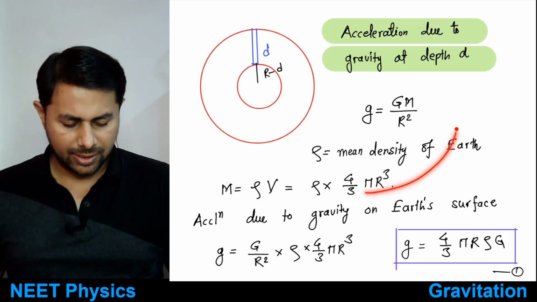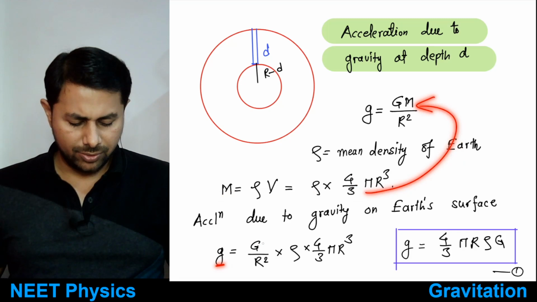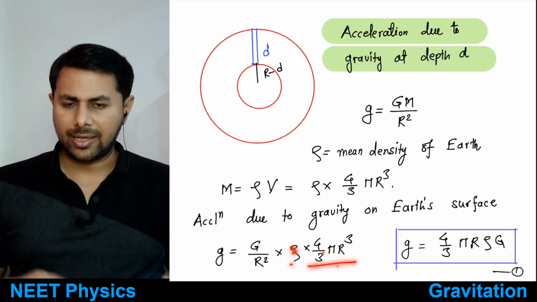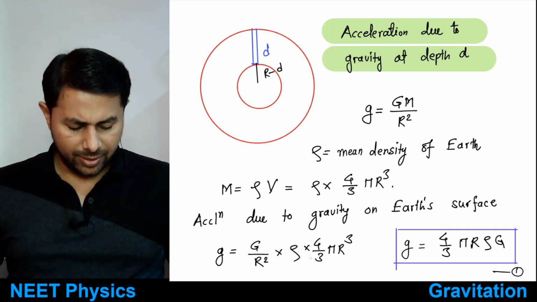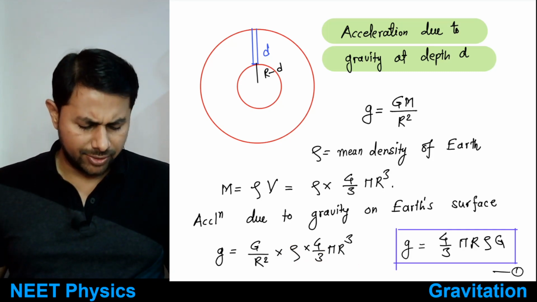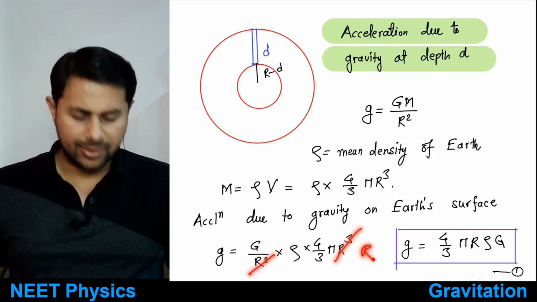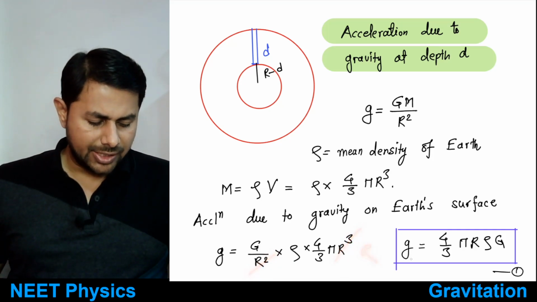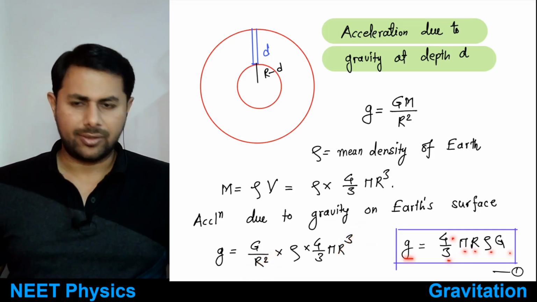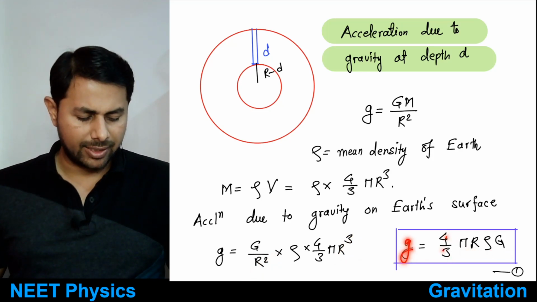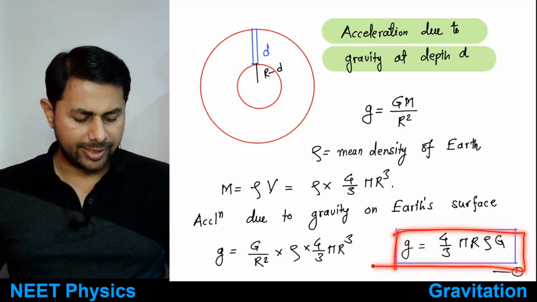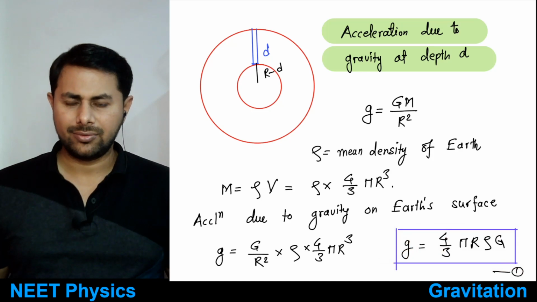When you put that in this formula, you get g is equal to G by r square, and for m you put density multiplied by volume, so it is density multiplied by 4 by 3 pi r cube. Then you do some simplification: you divide r cube by r square, so r will be left. Then you get g is equal to 4 by 3 pi r rho G. Small g is equal to 4 by 3 pi r rho G is the formula in terms of density. Is this clear?